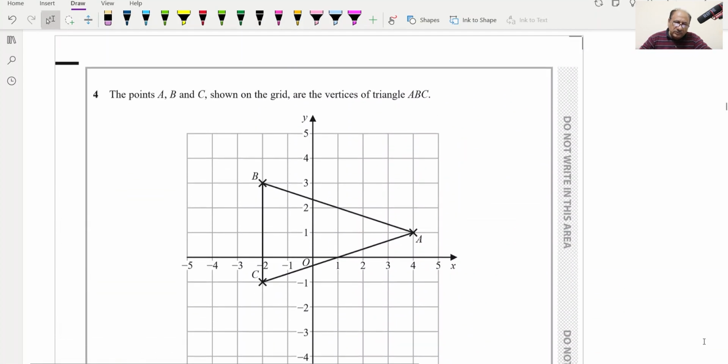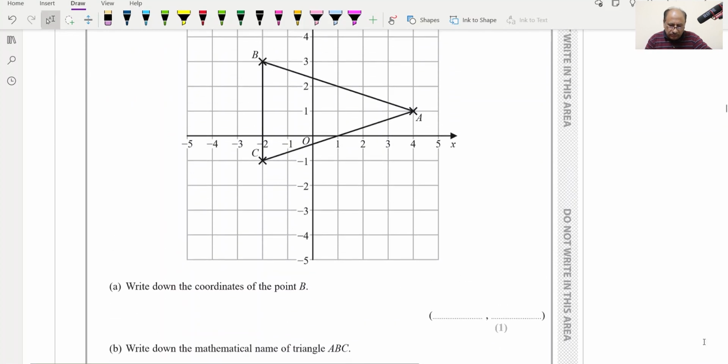Question number 4 says the points A, B, C shown on the grid are the vertices of triangle ABC. Now what we have to do, they have mentioned over here, A part, write down the coordinates of B. B is this point, and X value is -2, Y value is 3, so we can provide coordinates -2 and 3. This will be the answer for this part.